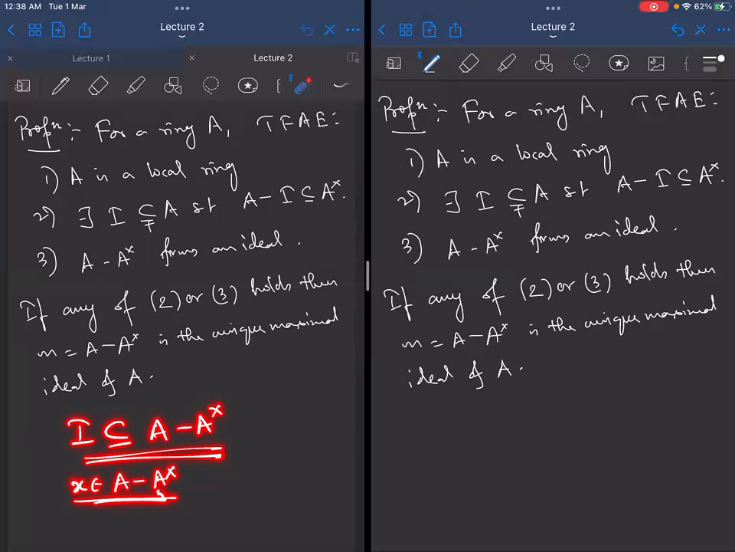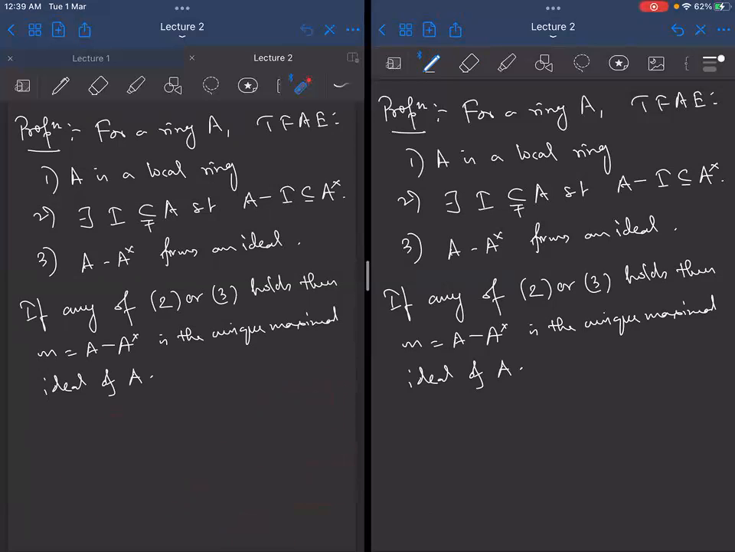What you want to show is that if you take an element which is not a unit, then it is contained in the ideal I. Okay, so if it does not belong to I, then that means it's a unit, right? This is a contradiction. So it has to belong to I. And thus you are getting that I equals A minus A star, and by the hypothesis I was an ideal, so A minus A star forms an ideal.